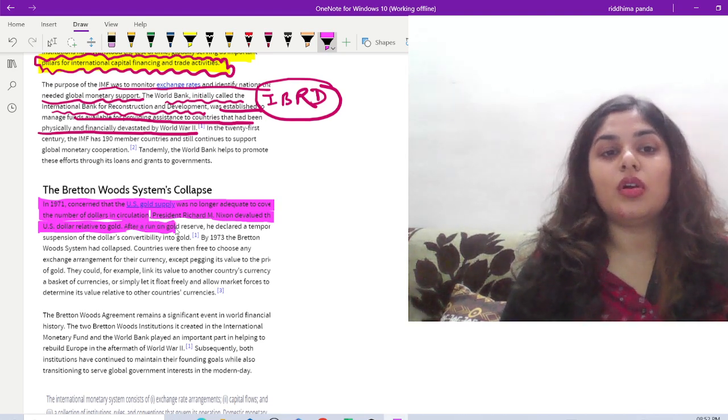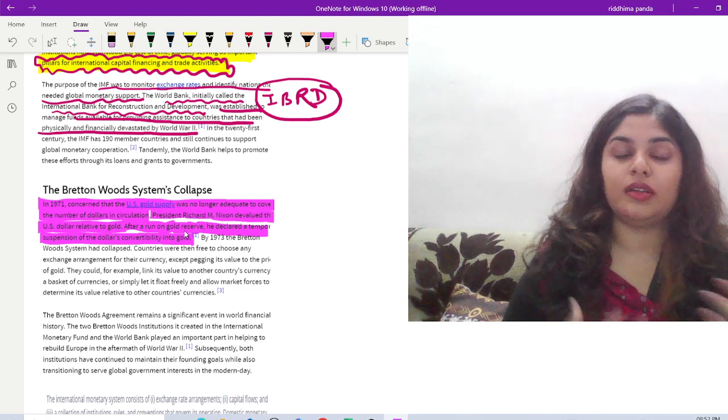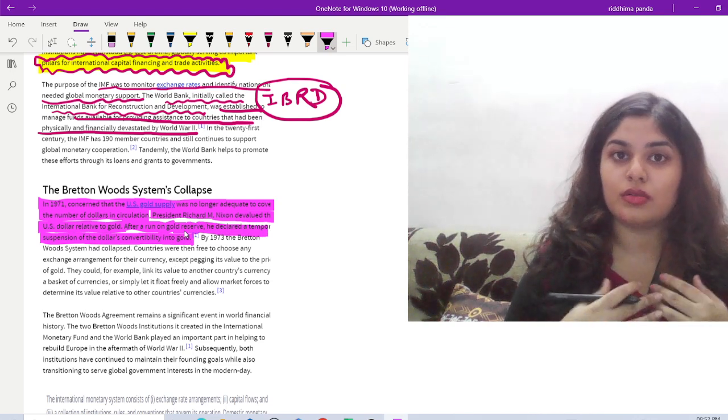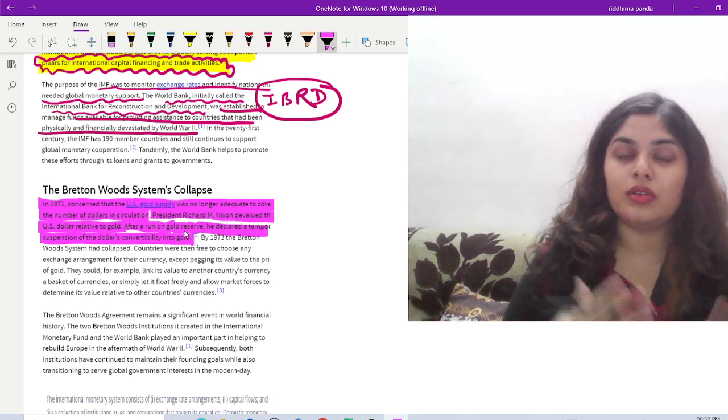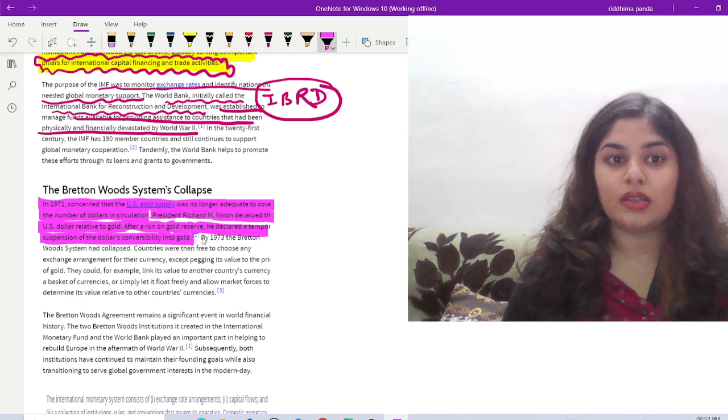After a run on gold reserves, he declared a temporary suspension of the dollar's convertibility into gold. He had suspended earlier the gold against US dollars. Due to the fall in the gold reserves, it suspended the dollar convertibility into gold for some time. By 1973, the Bretton Woods system had collapsed.